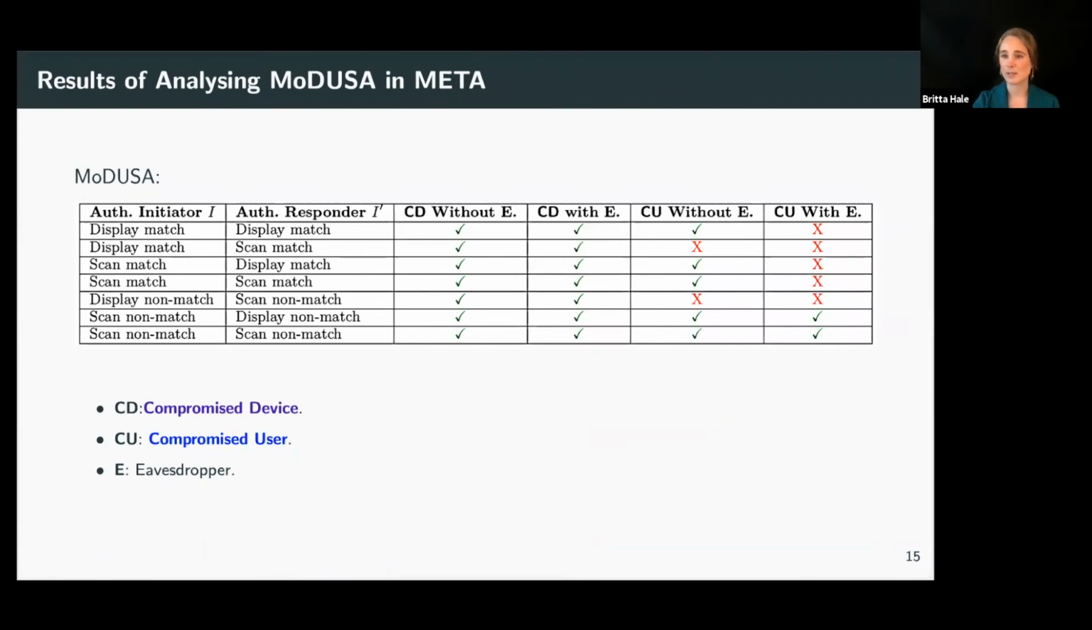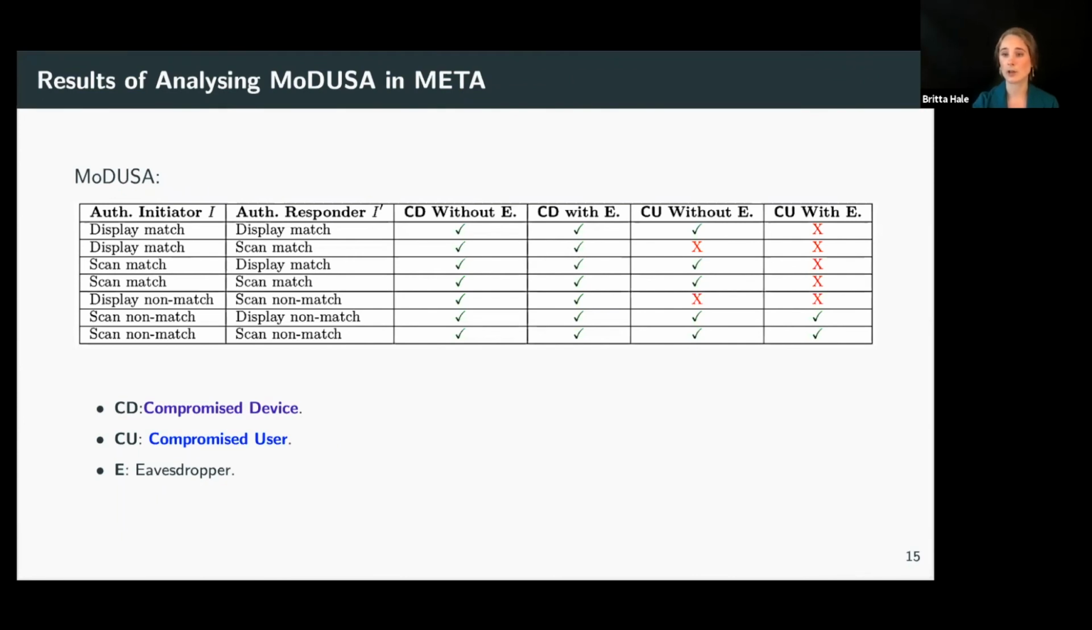Analyzing Medusa in the meta model achieves the following results. Here, E refers to the eavesdropper on the user to device channel, and we consider it both with and without this eavesdropper allowed. Display refers to whether or not fingerprints are displayed or a QR code might be displayed on a device. In other words, a static display, whereas scan refers to, for example, a scanning of a QR code, much like how there's a distinction in the roles in current devices.